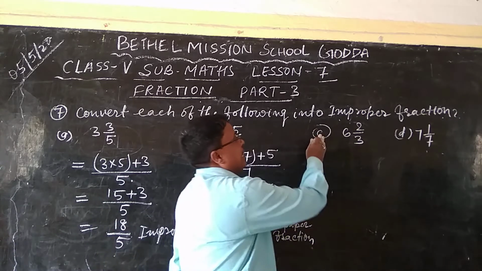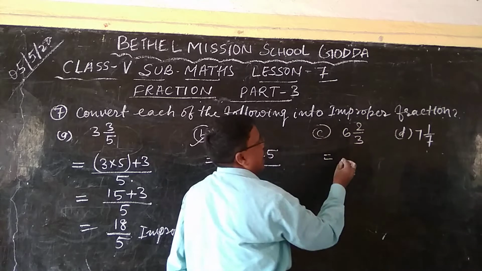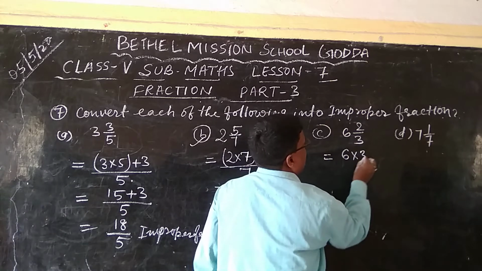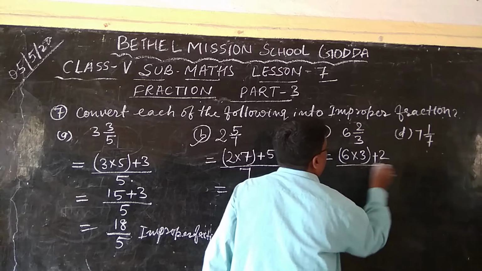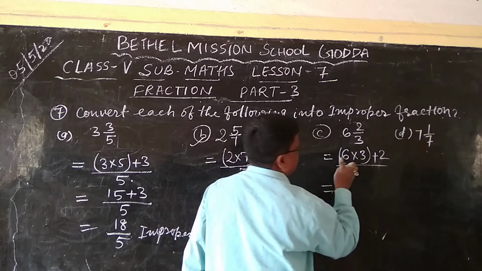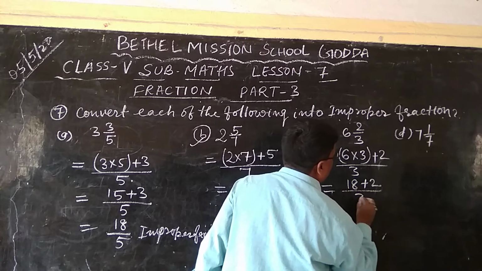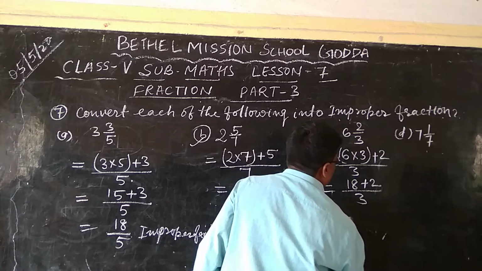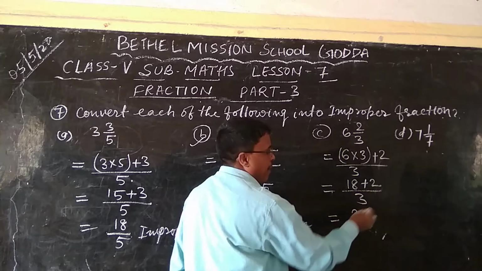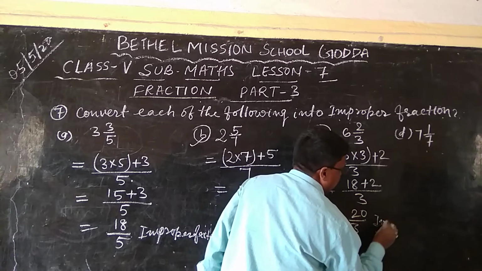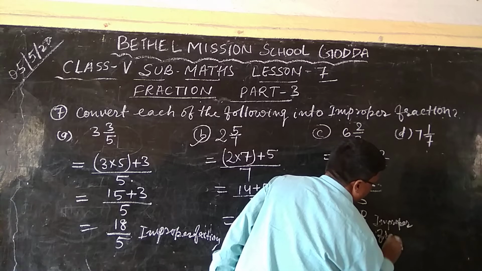Next question, C. 6 whole 2 by 3. 6 into 3, bracket close, plus 2 divided by 3. 6 3s are 18. 18 plus 2 divided by 3. 18 plus 2 is 20 by 3. 20 by 3 is an improper fraction.